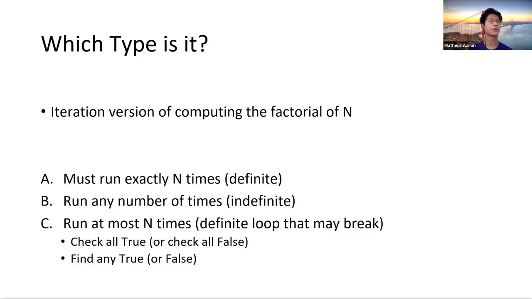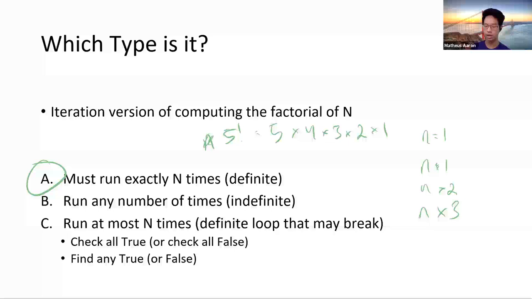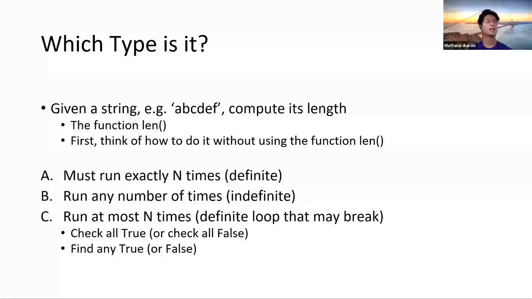So for example, we have the iterative version of computing the factorial of n. In this case, 5 factorial is 5 times 4 times 3 times 2 times 1. We know that it must run exactly n times, because say we start with 1, then we need to multiply by 1, by 2, by 3, by 4, by 5. You'll need to multiply it 5 times, regardless of the n.